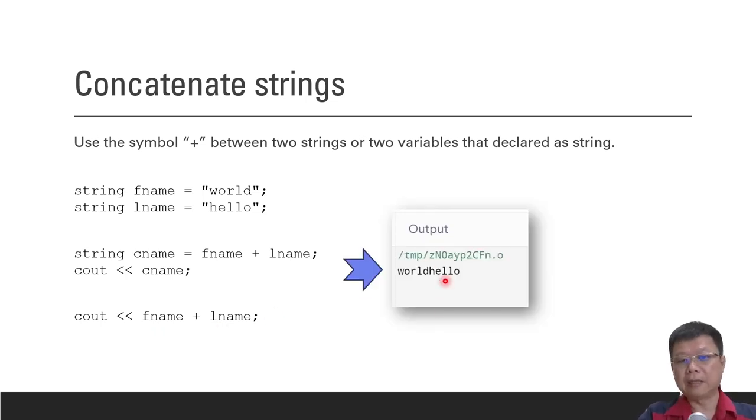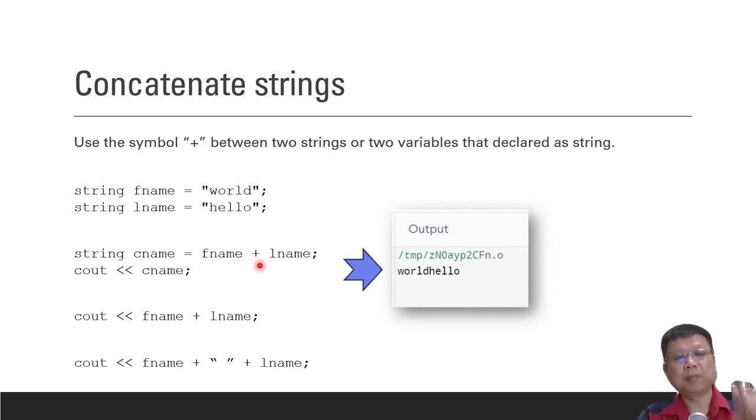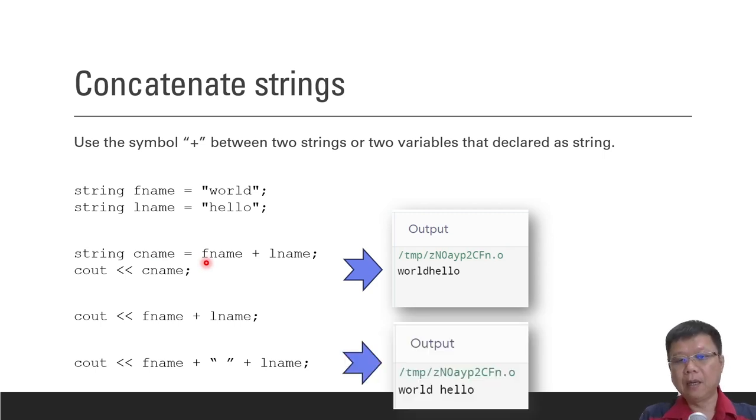But the outcome will look like this: wordhello. It is combined because no space is given. We didn't assign a space. So in order to solve this, when we call it, we have to put a space. Same case for cname. If I want to store fname, lname, and the space inside cname, you have to copy this to replace this one. Then the whole string, word, space, and hello will be stored in cname. And when we call it, it will display word, space, hello. So I hope you get this.